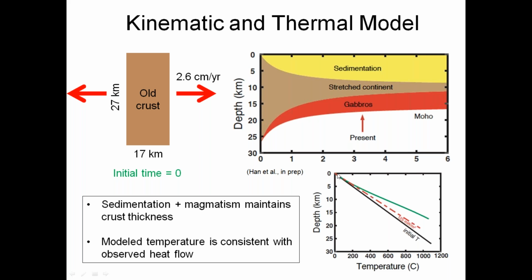At the bottom right, the green line is our model temperature, and the red dashed line is the temperature corresponding to the measured heat flow. As you can see, the slope is very consistent near the surface. So our model temperature is consistent with observed heat flow.